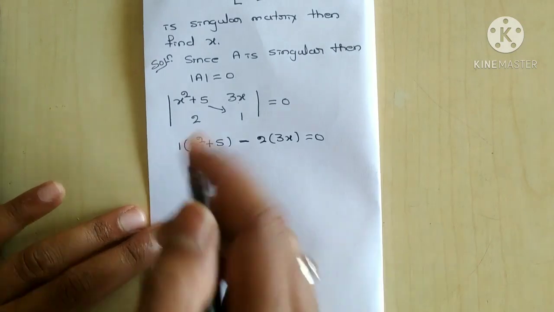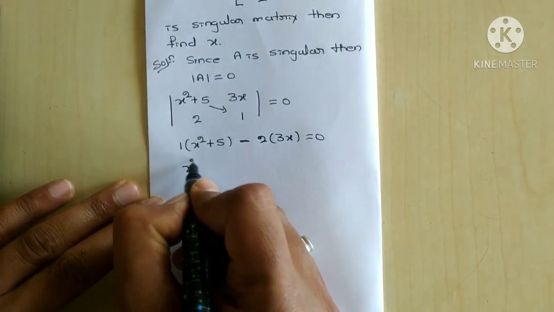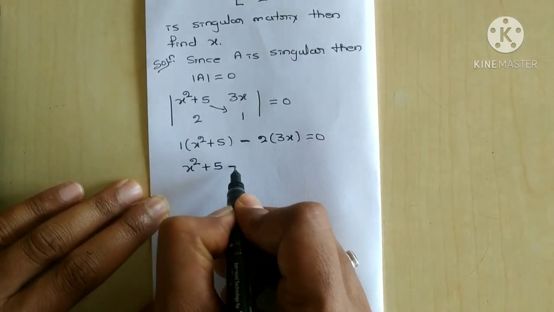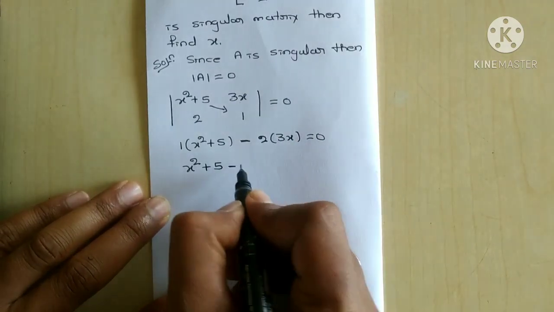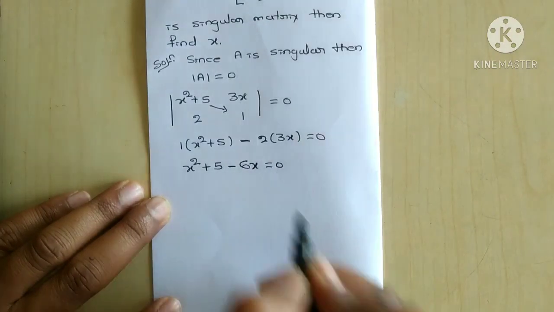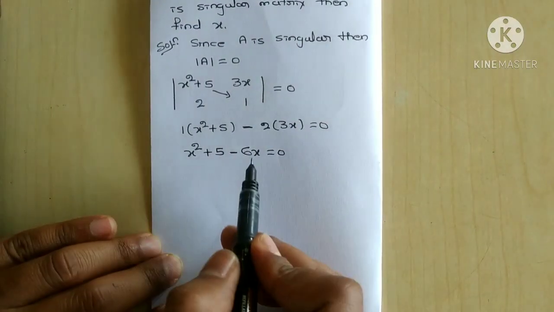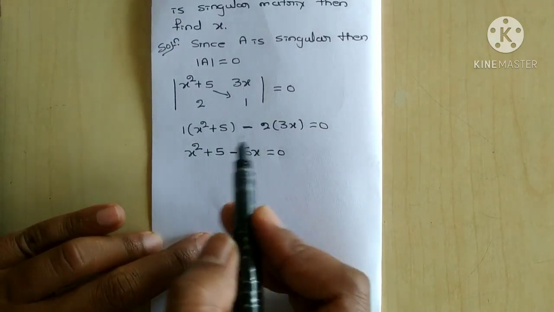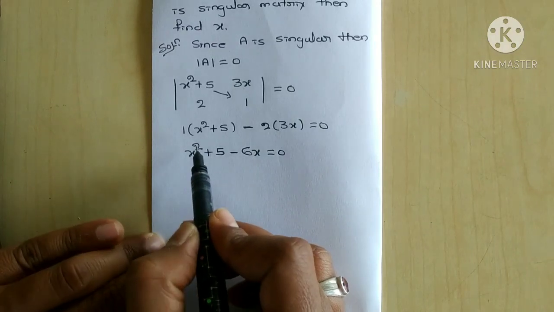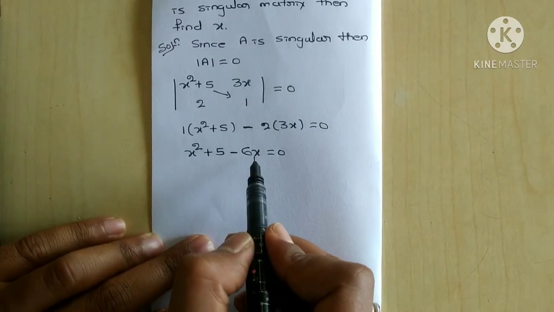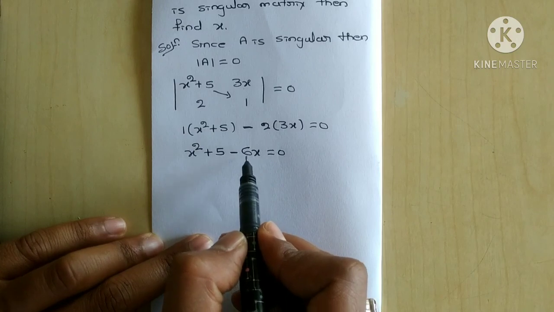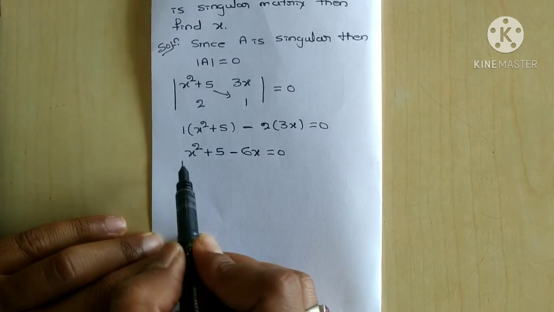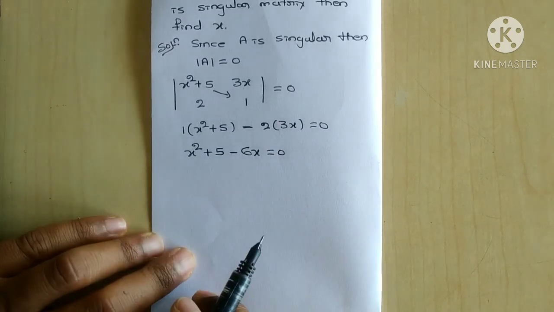Open the bracket. 1 into x square is x square, 1 into 5 is 5. Next, minus into plus is minus, 2 into 3 is 6x equals to 0. So in this equation you can observe that x square is there only one time, then minus 6x, and one constant term. So here directly you cannot find the x value.